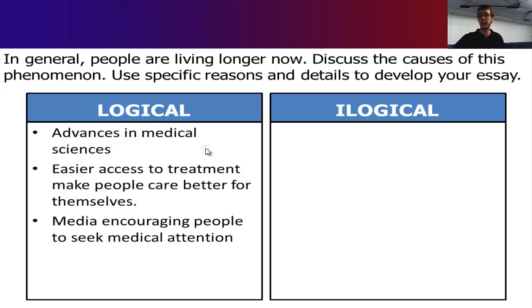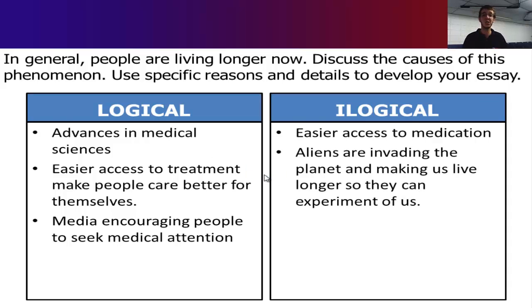Illogical would be to say that it's because people have access to medication. It's not because you have an aspirin in your house that you will live longer. Of course, in a long discussion, maybe you would be able to convince a person that this is a logical argument. But remember, you have 300 words and 30 minutes. So don't try to make the TOEFL people think that you're logical. Just use a logical argument.